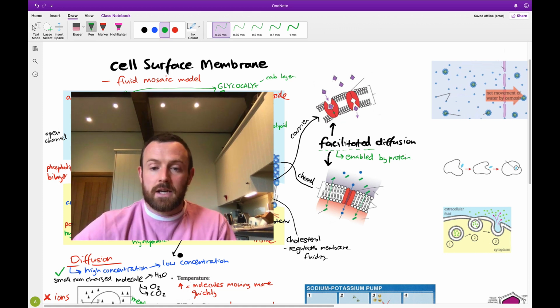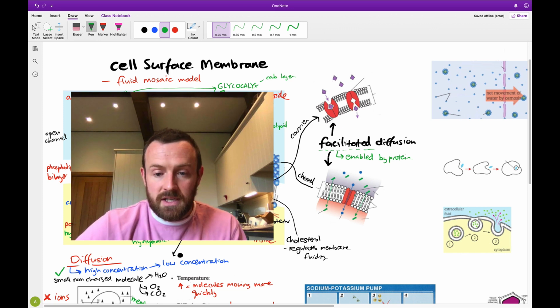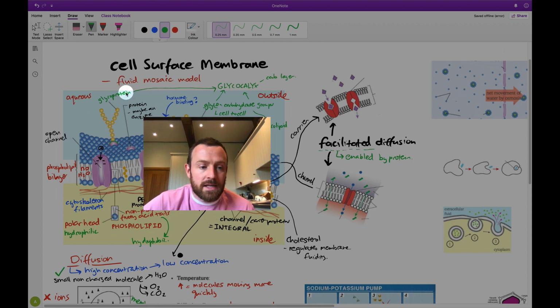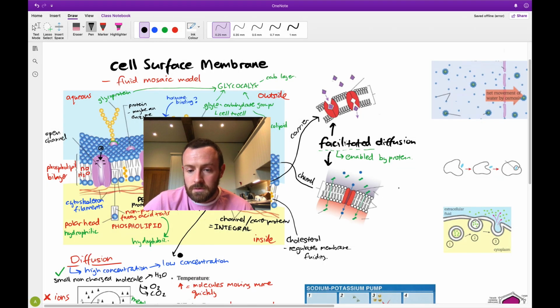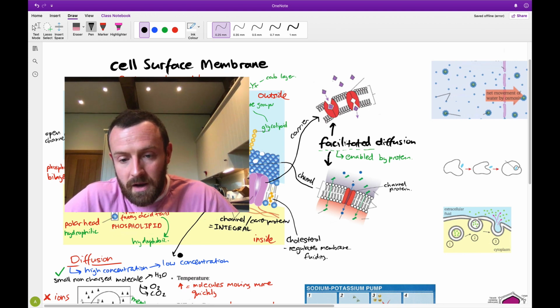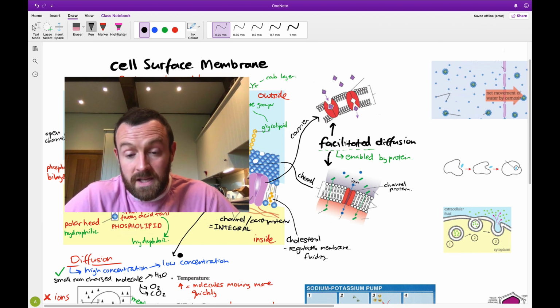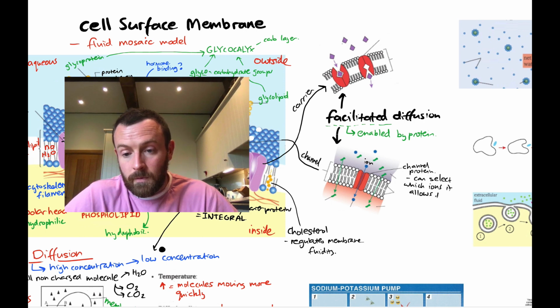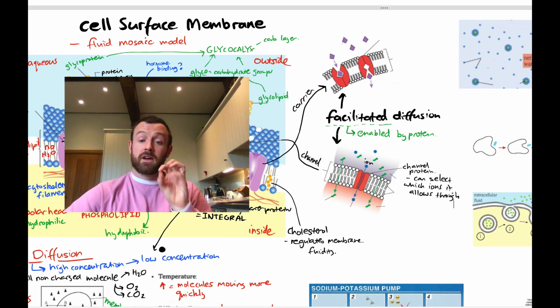So here is a protein. This is a carrier protein, and this is a channel protein. Now, we've already sort of talked about the channel protein. We talked about it here in a little bit of detail. So this might be an ion that is allowed to go through, and I'll just write here, it can select which ions it allows through due to the specific 3D structure.